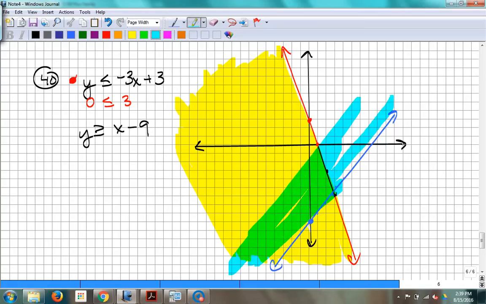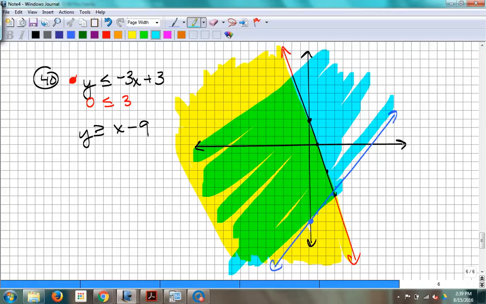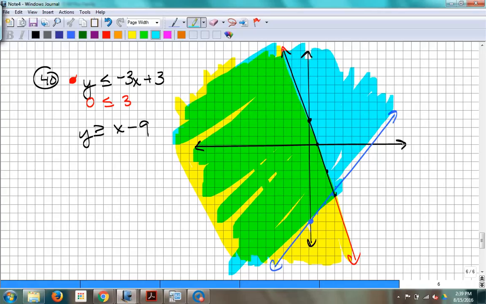All this area over here on the left is my solution area. Did I misread the problem? I did that too whenever I shaded. Number 40? That's what I did when I shaded mine. It very well could be. Yeah. It is wrong. It is wrong? Yeah, the answer key's wrong.